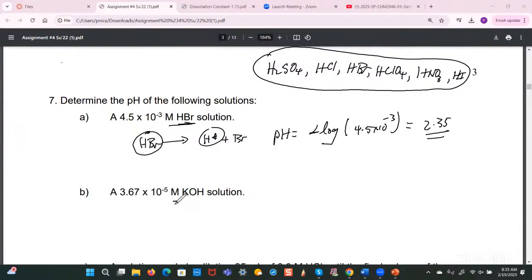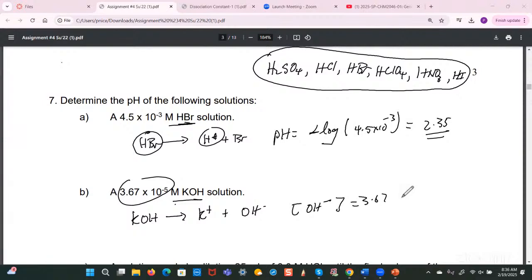Again, when it comes to bases, same thing. Bases are easier to memorize because the strong bases are hydroxides of groups 1 and 2, right? Potassium is in group 1, so we know that this is a strong base. Potassium hydroxide will undergo complete dissociation to form K plus and OH minus. So the concentration of OH minus is equal to 3.67 times 10 to the minus 5.